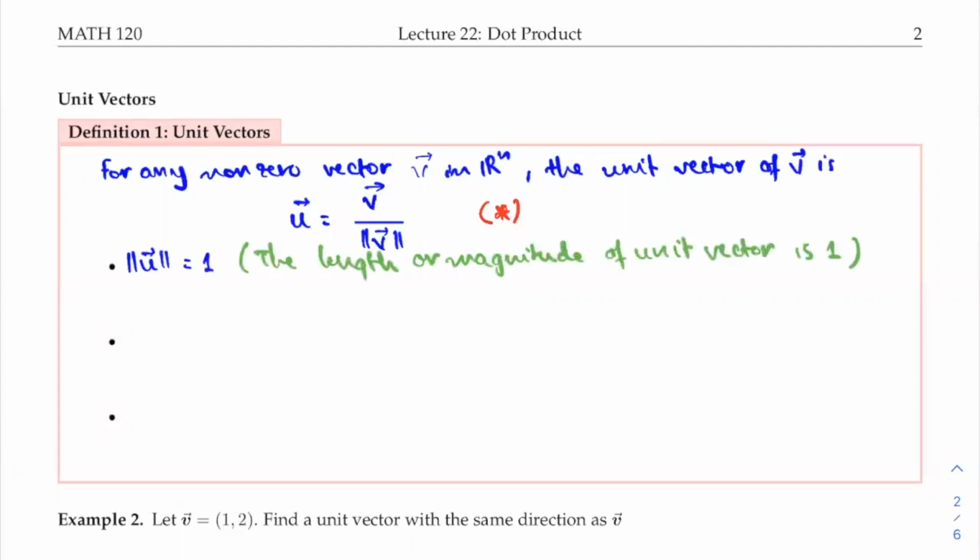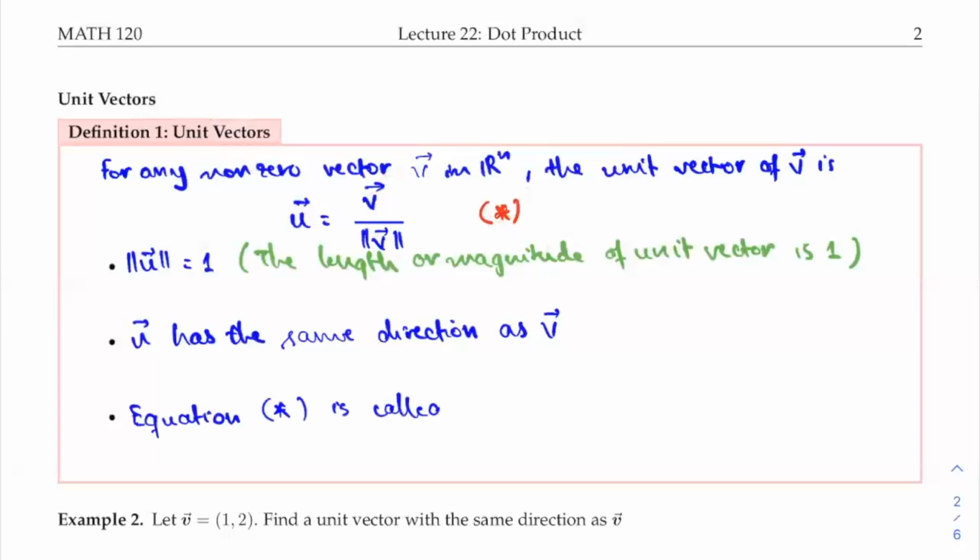Right? Because now for the second bullet point, because you use vector v to calculate the unit vector u, the result, the vector u, has the same direction as the vector v. So there is the second conclusion that we can draw. So u has the same direction as the vector v. Right? And the process of calculating the unit vector, this particular calculation of this equation, is called the normalization process. Right? So equation star is called normalization.